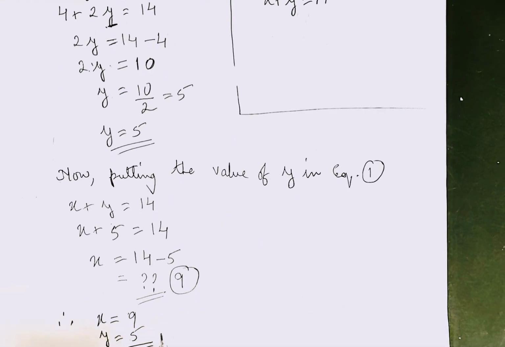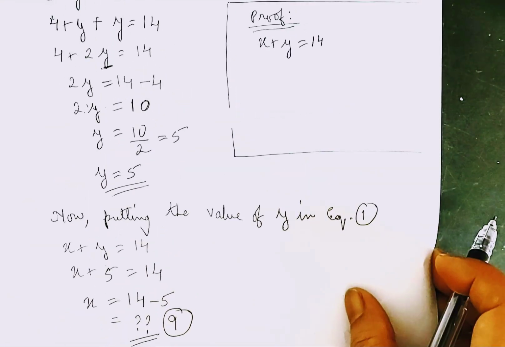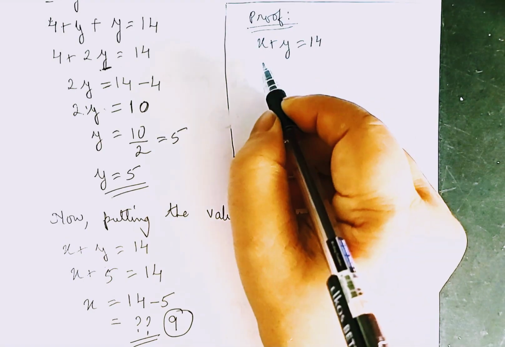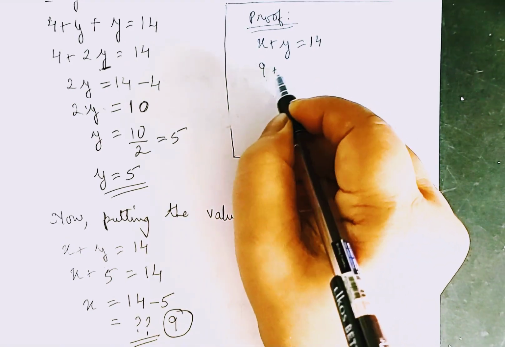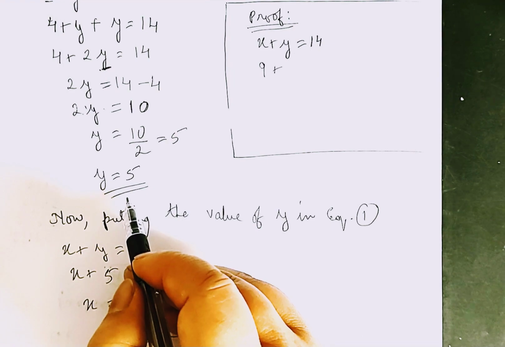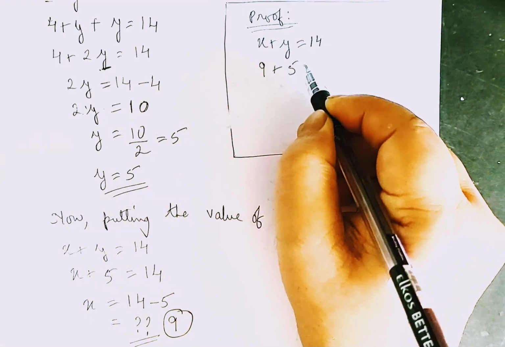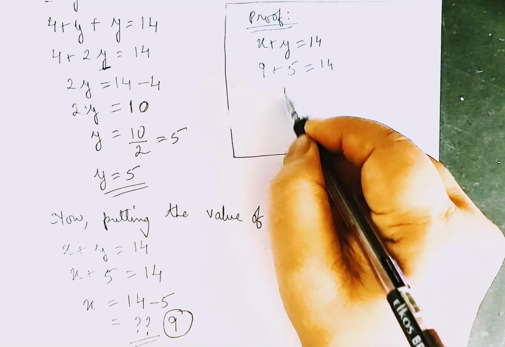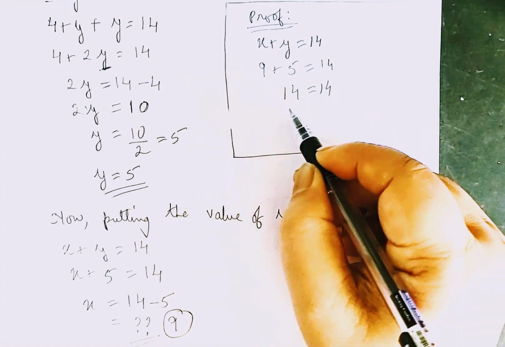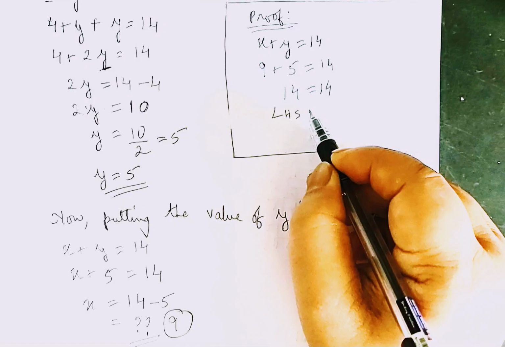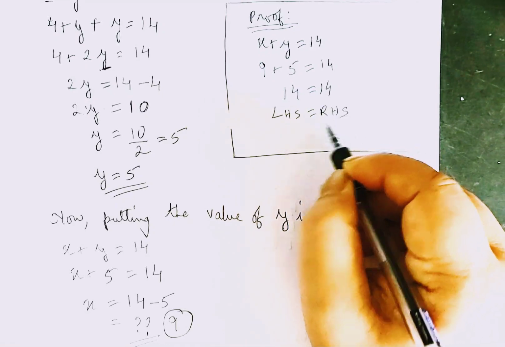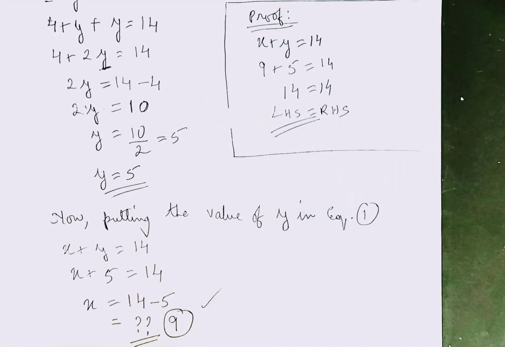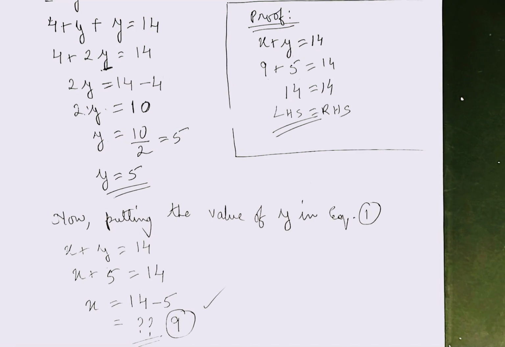Okay, the value for x was 9. So what I will do is, I will put the value of x is equal to 9 over here, and y is how much? Y is equal to 5. So this 14 I will write here. Now 9 plus 5 is how much? 14, right? 14 is equal to 14. That means LHS equal to RHS. That means my answer is okay. Am I clear to you all, friends?